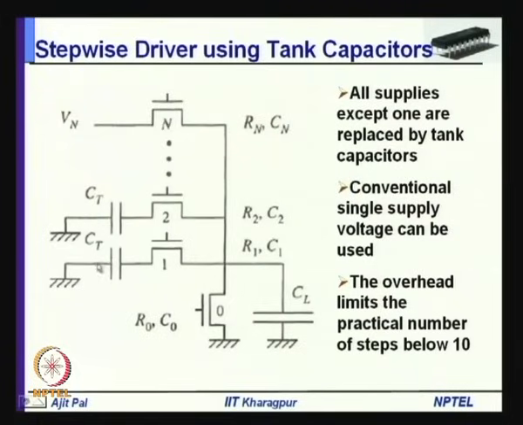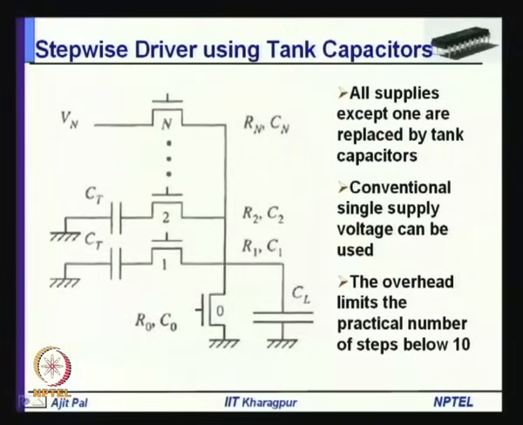So, you will charge this capacitor to voltage V1, then you will charge this capacitor to V2 and so on. So, you will require n minus 1 tank capacitors, which are essentially capacitors of a little larger value, so that they can supply energy for the operation of the circuit during its normal mode of operation. So, all supplies except one are replaced by tank capacitors, and a conventional single supply voltage can be used. So, this is your conventional single supply voltage, and overhead limits the practical number of steps to below 10.